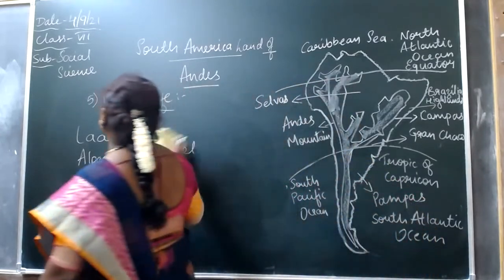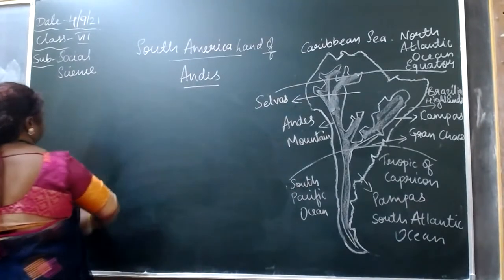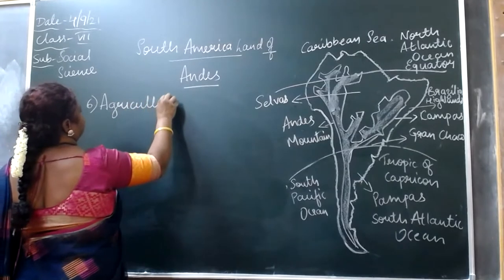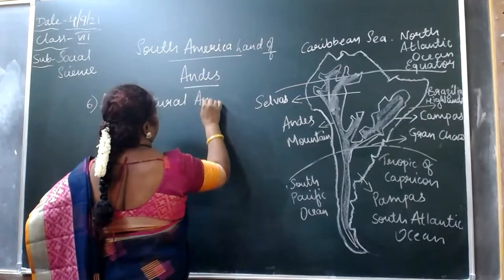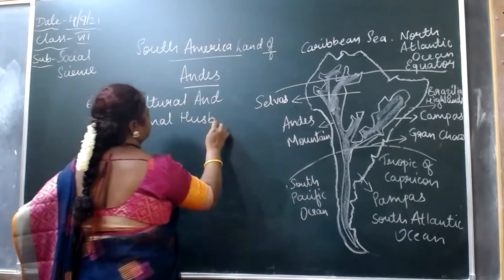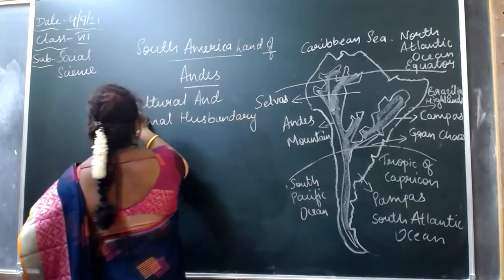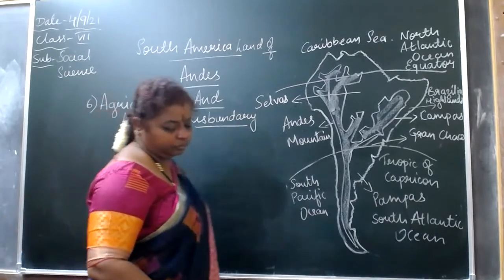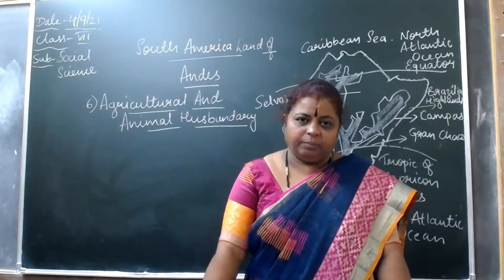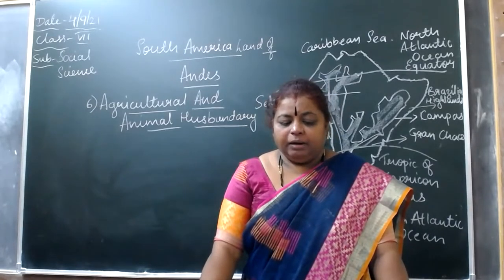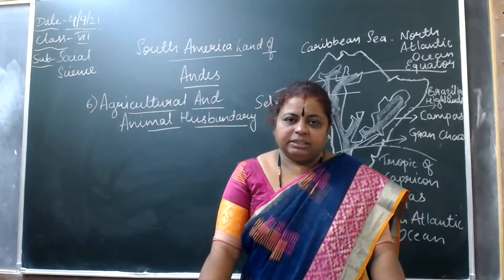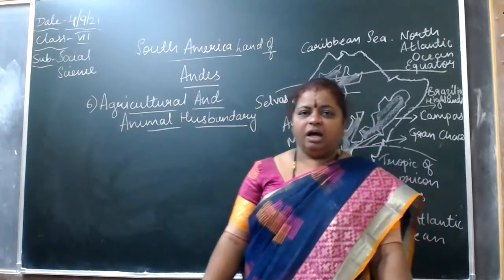Now we go to agriculture and animal husbandry. Cultivated land in South America is very limited. Barely 10% of its area is under cultivation.